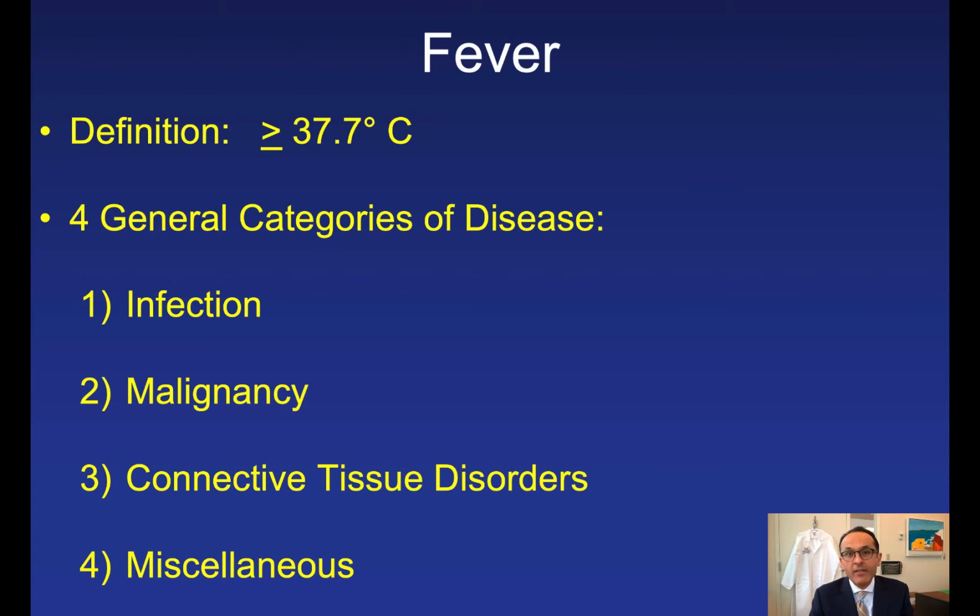Malignancy is the second most common cause of fever in most case series, and there's many different types of malignancy, and we'll discuss those as well. Connective tissue disorders, especially things like vasculitis and lupus and rheumatoid arthritis, can also give rise to fever. And miscellaneous causes, fever due to drugs, due to a DVT, or factitious causes of fever should also be considered.